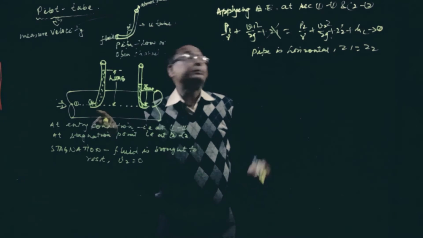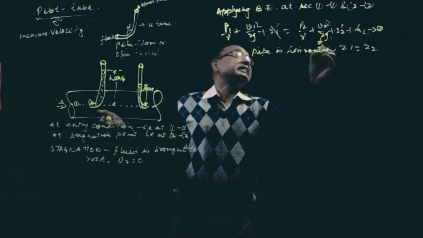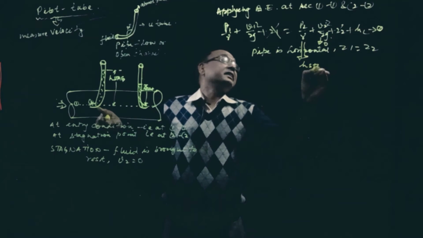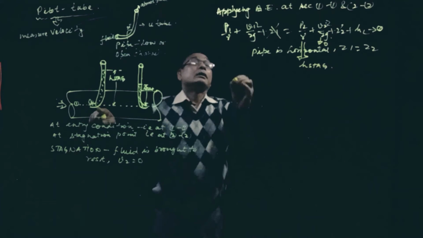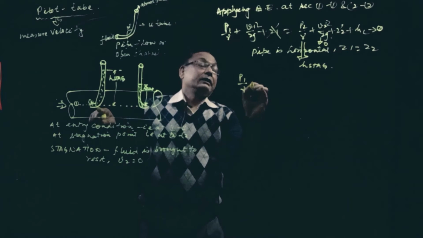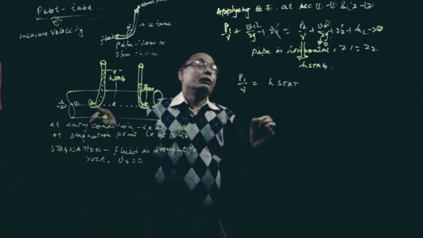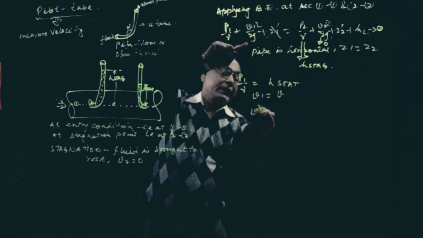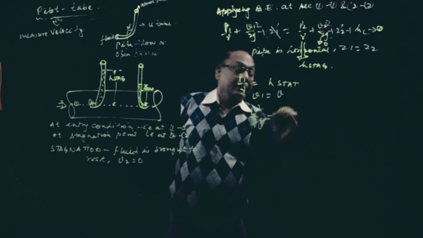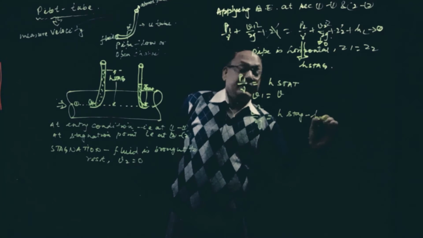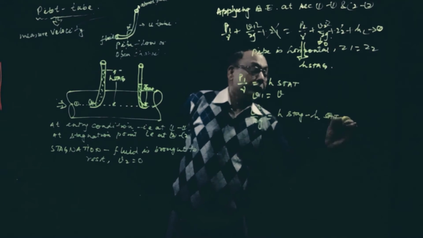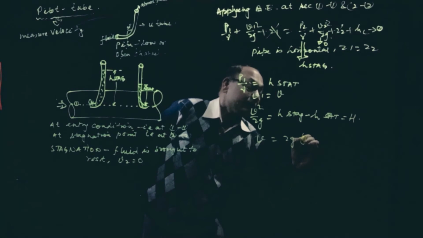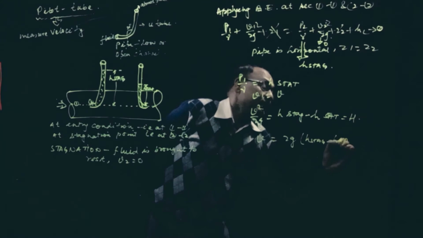Now, see here, V2 is brought to rest, so it is simply zero. And P2 by gamma is nothing but H stag. P1 by gamma is your H stat. And this V1 can be used as V. So this V square by 2G will be equal to H stag minus H stat. Or we can call it simply H also. So V will be equal to root under 2G into H stag minus H stat.